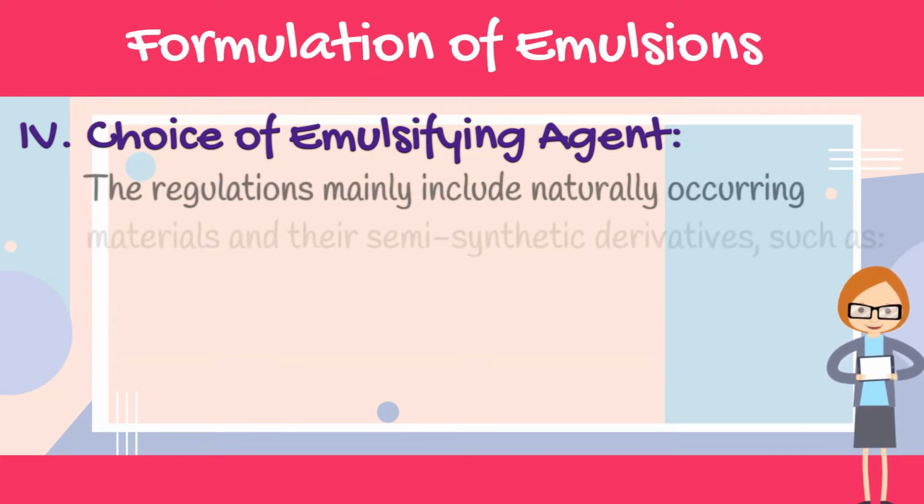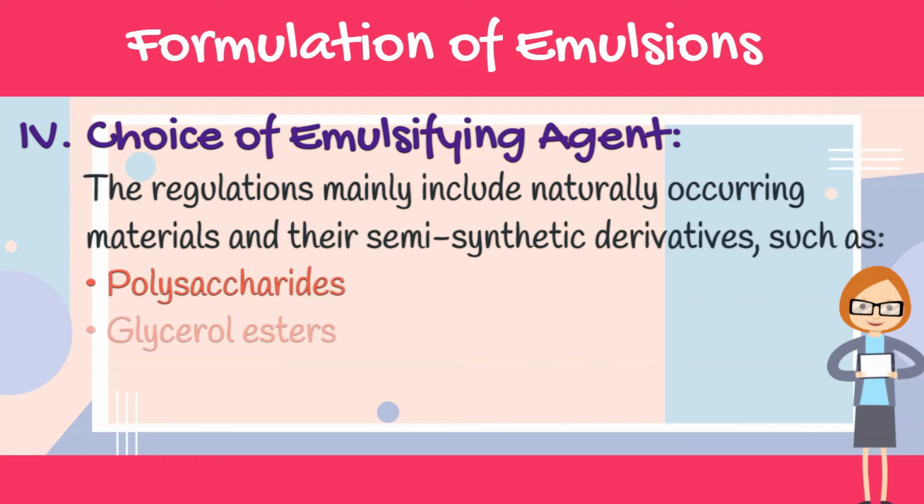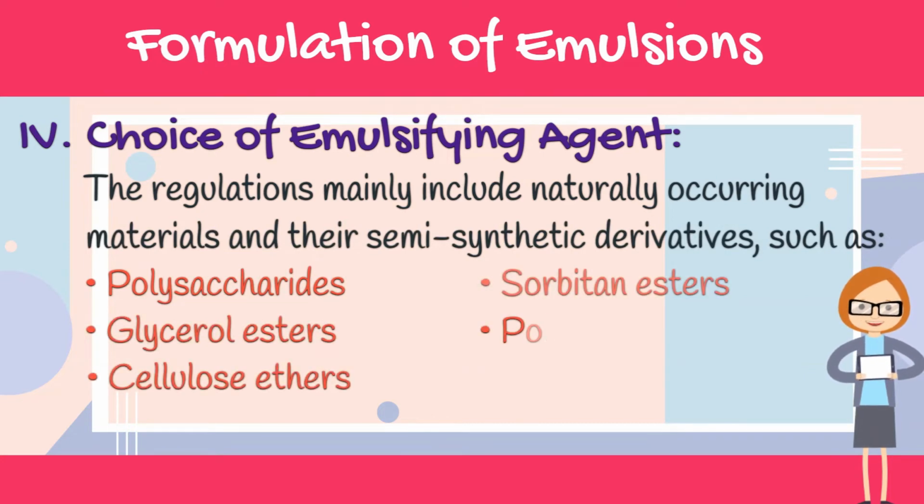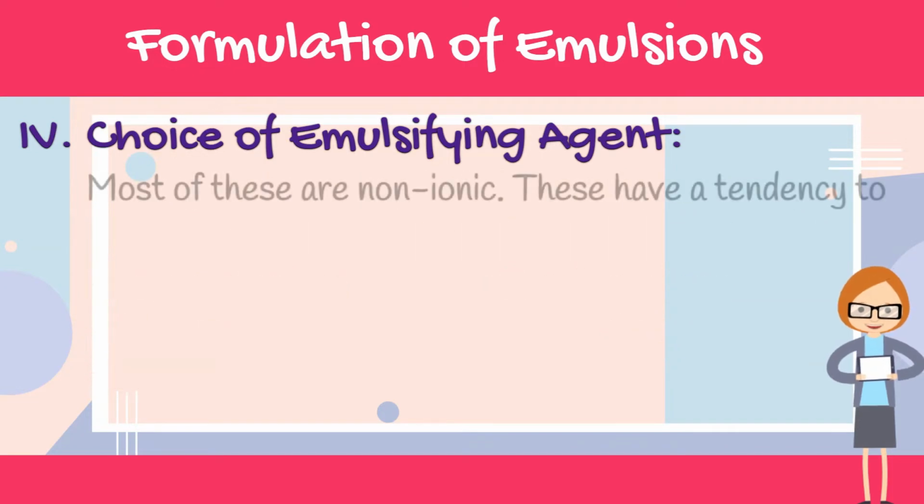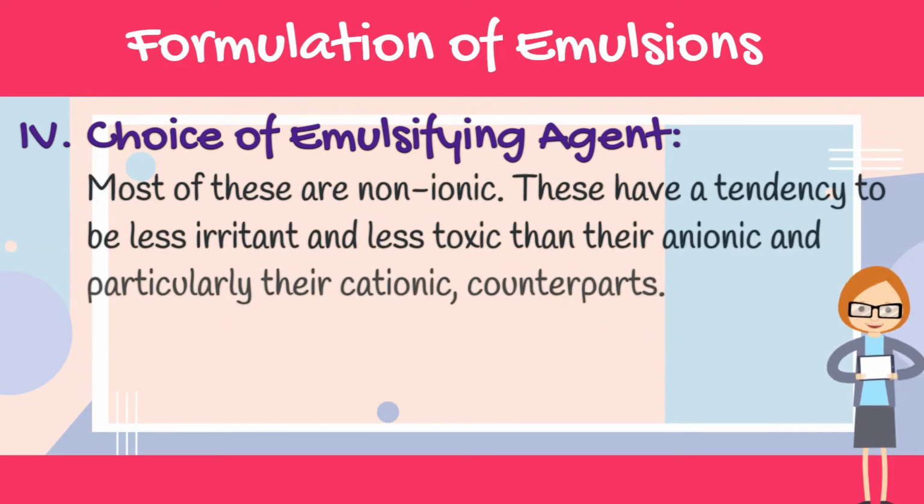The regulations mainly include naturally occurring materials and their semi-synthetic derivatives, such as polysaccharides, as well as glycerol esters, cellulose ethers, sorbitan esters, and polysorbates. It will be noted that most of these are non-ionic. These have a tendency to be less irritant and less toxic than their anionic, and particularly their cationic, counterparts.